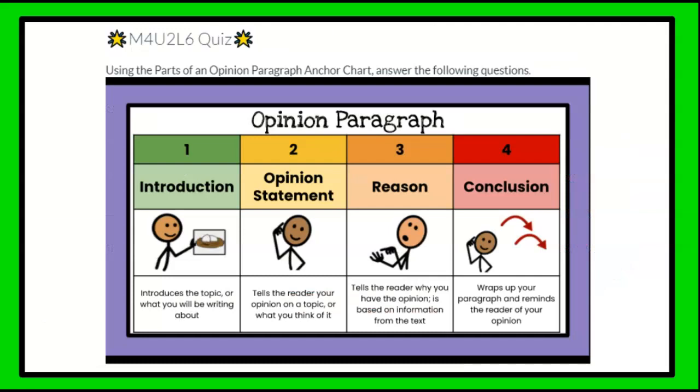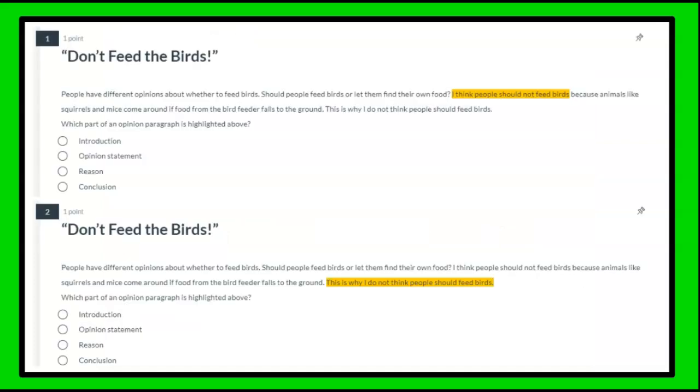Now, you're going to go in Canvas, and you're going to see a quiz. I put the opinion paragraph anchor chart in there just to help you. You have 4 questions. You are going to listen for the highlighted part. And that highlighted part, you're going to have to tell me whether it's the introduction, opinion statement, reason, or conclusion. If you need to listen more than once, do that.